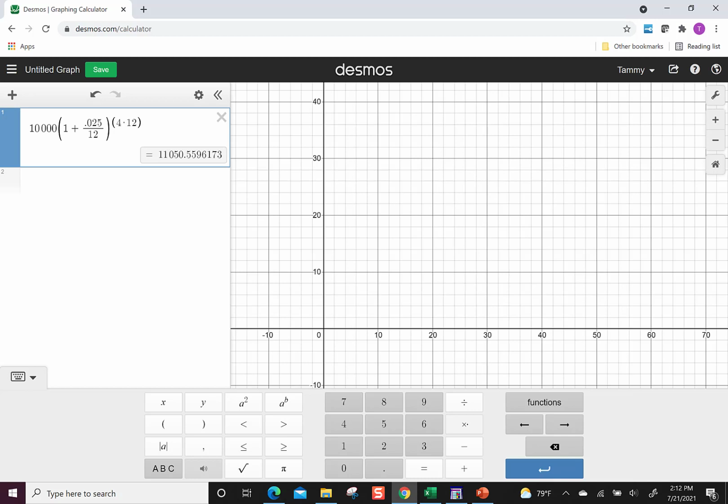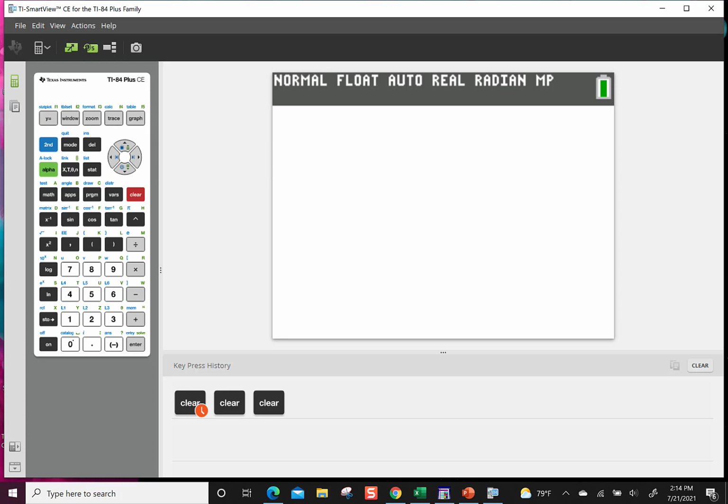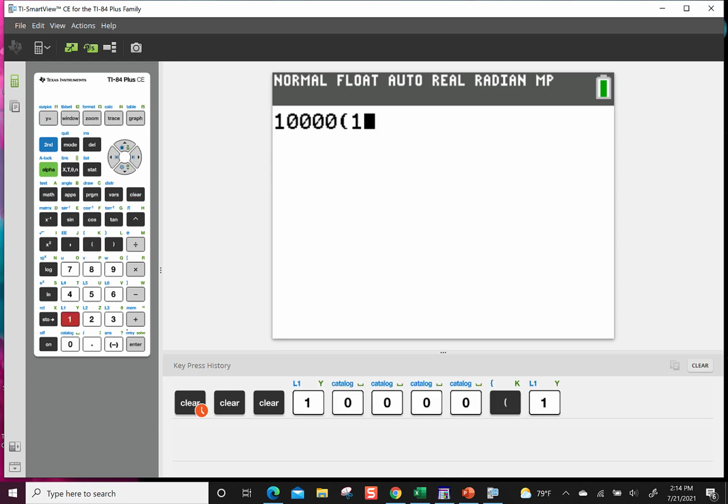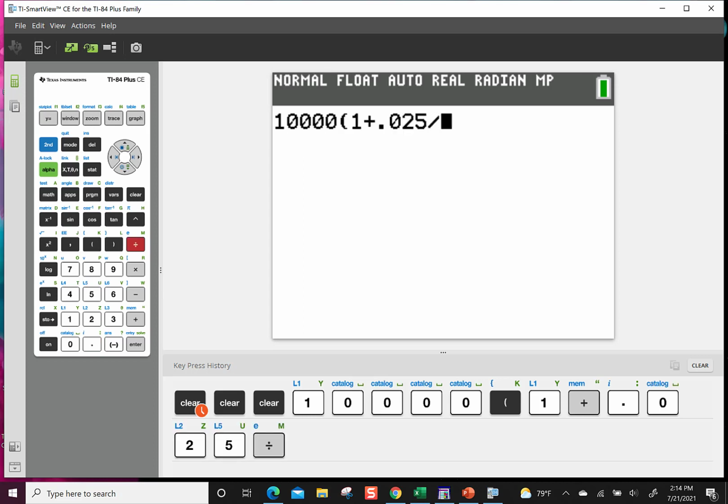There's a difference sometimes between what you'll see on a handheld like scientific calculator or a graphing calculator and what you can see here. Let me also show you that. So I'm going to enter the same thing again, 10,000, parentheses 1 plus 0.025 divided by 12.